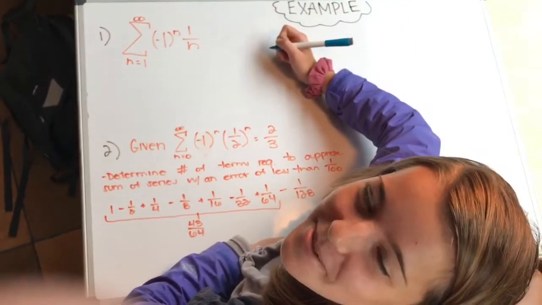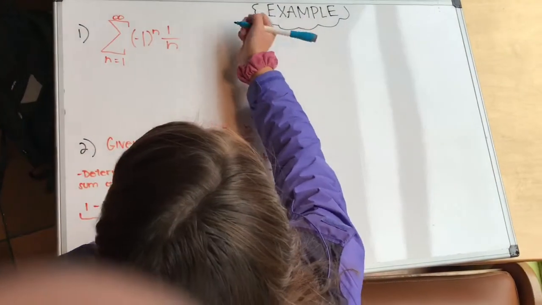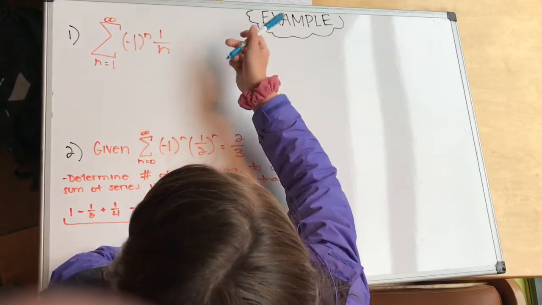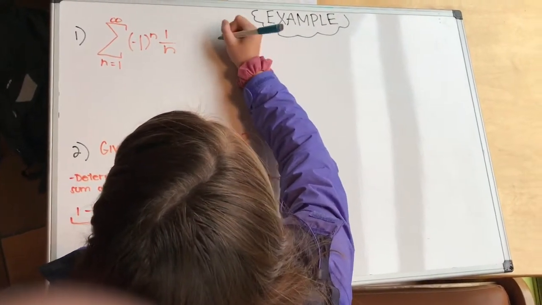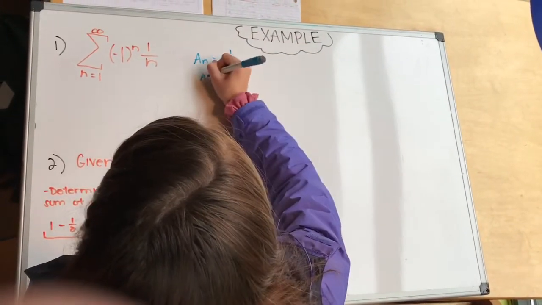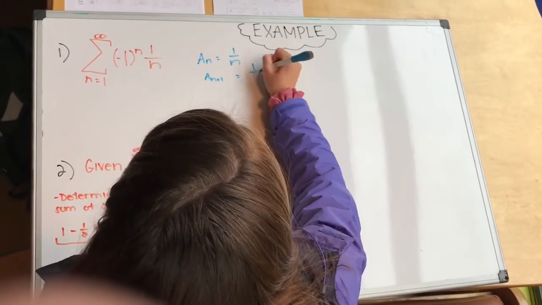Hey guys, let's do some alternating series. So, to start, I'm going to figure out the convergence or divergence of this series. I know it's alternating because of the (-1)^n. So, I'm going to start by writing out a sub n. So, a sub n equals 1 over n. And if I do a sub n plus 1, I have 1 over n plus 1.